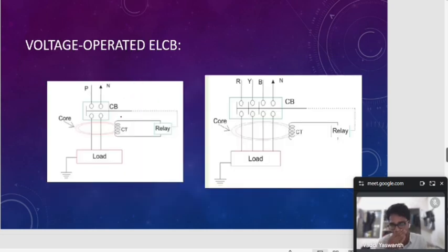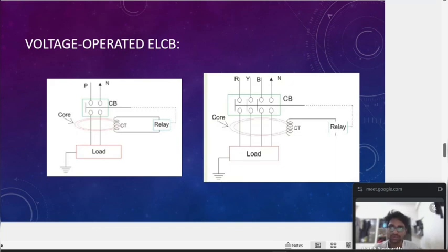Now we will discuss the voltage operated ELCB. Here, this is the voltage operated ELCB. Through the phase, for example, 1 ampere of current is entering. After the load utilizes that current, it has to go back through this neutral. If 1 ampere is entering, then 1 ampere should be leaving. Hence, there is no leakage of current. This is the ideal case.